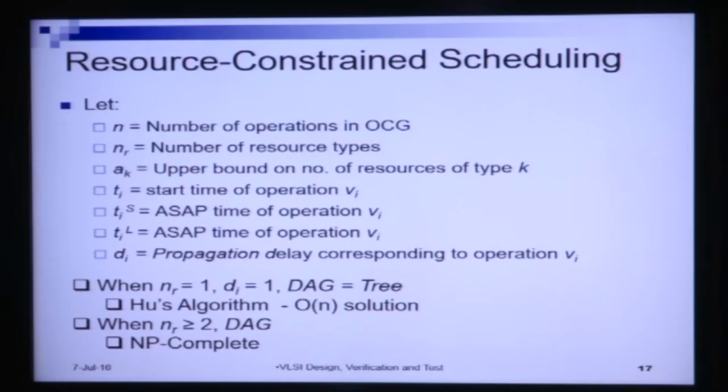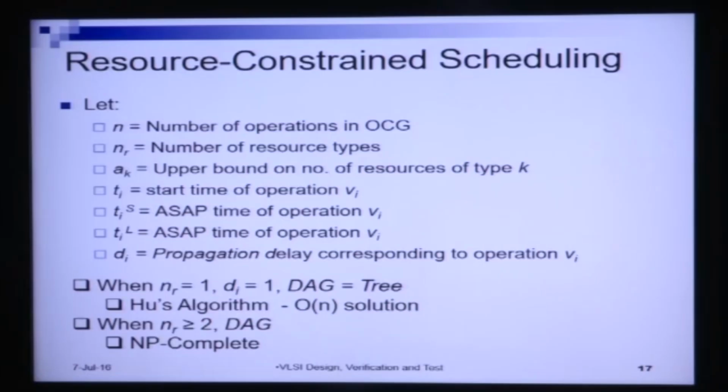TIS is the ASAP time of Vi. So, when we have done the ASAP schedule, we have labeled each operation with its ASAP schedule time. That ASAP schedule time will be designated as TIS. Similarly, TIL will designate the ALAP time of operation. There is a mistake here, it is represented as ASAP, but it will be the ALAP time of operation Vi.